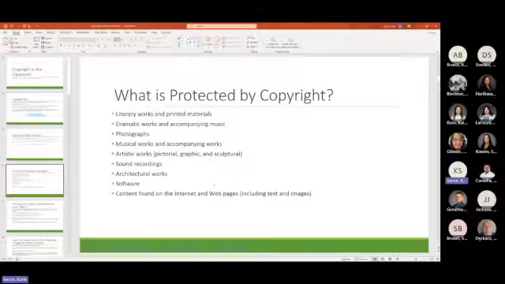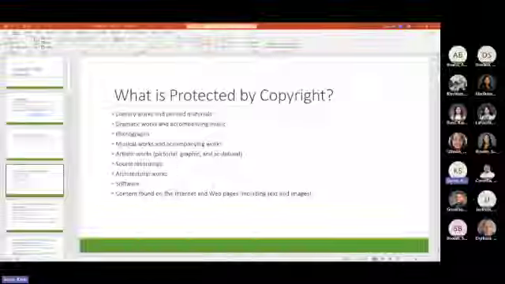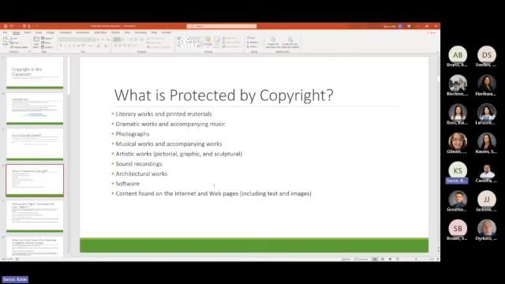So what is protected by copyright? You see the list here: literary works, dramatic works, photographs, music, artistic works, architecture, as well as software and internet and web pages. There are other laws having to do with music sharing, music videos, that kind of thing. However, copyright covers all of it.